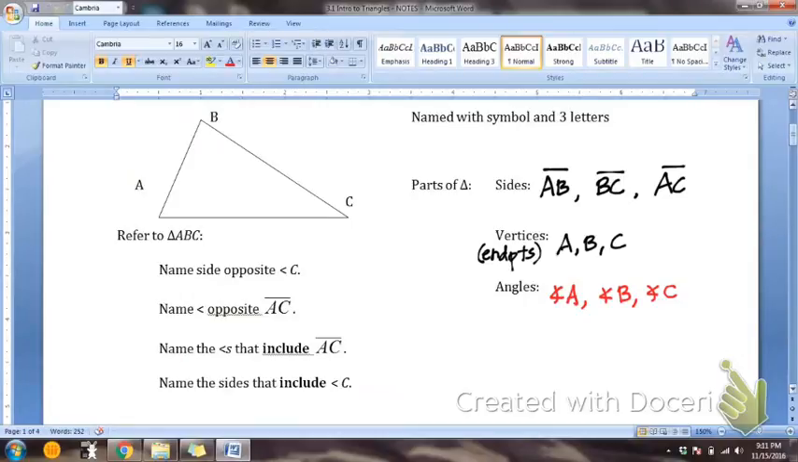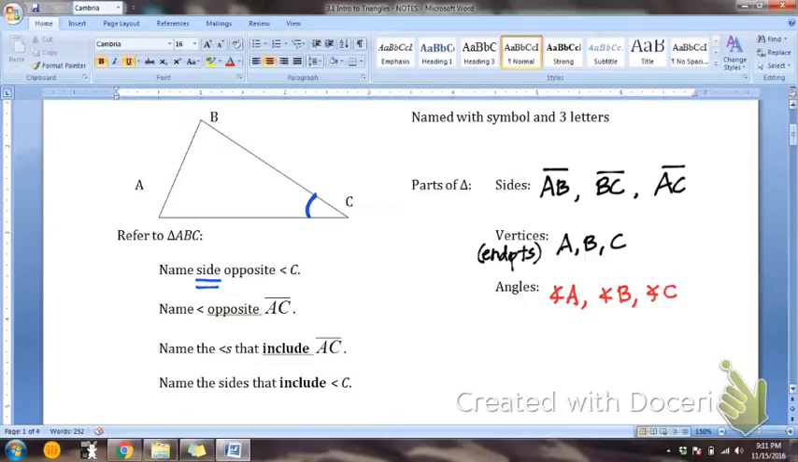Okay, so we have three angles, we have three sides. Now let's look at a couple of examples. If it's asking you to name the side that is opposite angle C, it's asking you for the side. One of the things that's a frustration for me is when the problem says side, but students write an angle. Make sure that you are paying attention to what the question is asking. If it asks for an angle, give me an angle, which is named with one letter. If it asks for a side, give me a side, which is a line segment. Don't just tell me an angle when it asks for a side.